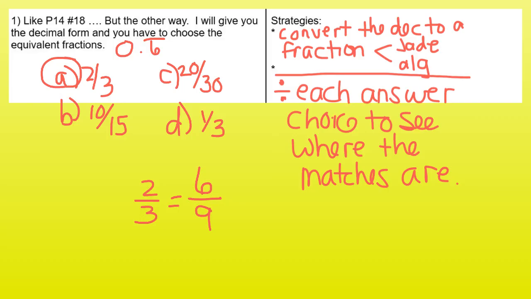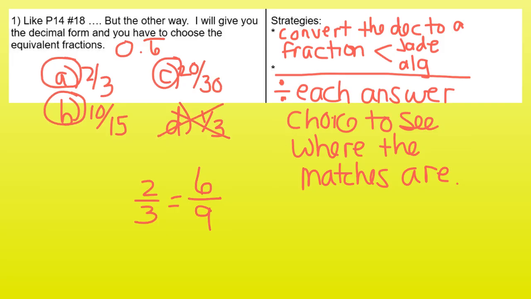Now if I can do equivalent fractions in my head, super, but if I cannot, I would look at B, 10 over 15. I would take 10 divided by 15. Does that come out to be that decimal? Sure does. Let me try C, 20 divided by 30. Does that come out to be the right decimal? It sure does. And how about D, 1 divided by 3? Ooh, that one does not work.